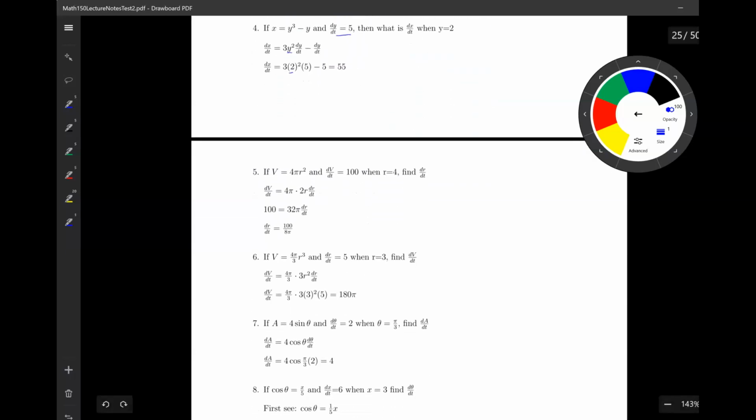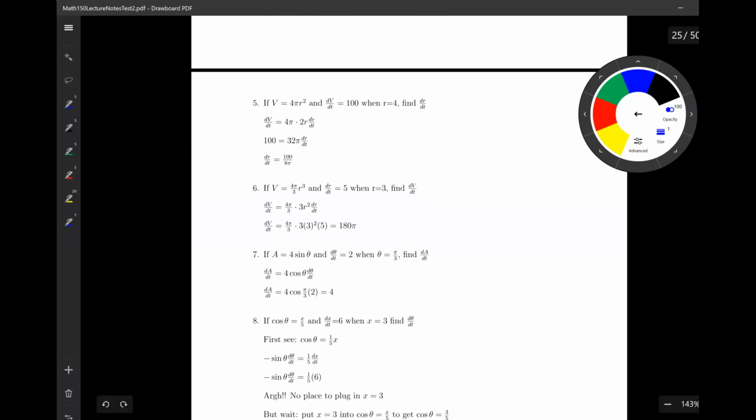All right, let's get some different letters going on because you're going to encounter problems with lots of different letters. So here's the volume, and dV over dt is 100. R is 4, r meaning radius. Find dr over dt. Taking the derivative with respect to t, dV over dt. Carry along the 4 pi. Take the derivative, 2r times dr over dt. Then plug in the information: dV over dt is 100, plugging in r is 4. I get 8 times 4 is 32 pi, and there it is, 100 divided by 32 pi.